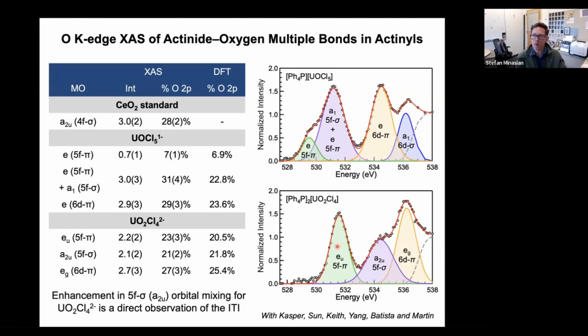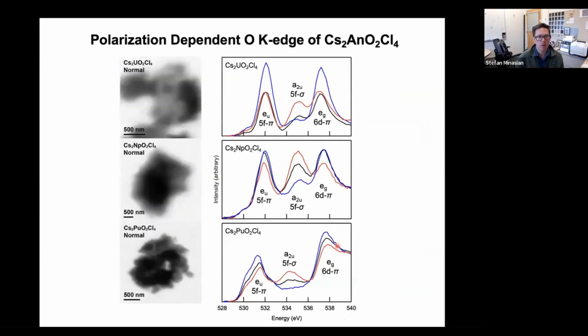Okay, so now moving on from uranyl to neptunyl and plutonyl. One of the first things that we wanted to do was to try and see if we could see the same sort of polarization dependence with neptunium and plutonium that was observed previously for the dicesium salt of uranyl tetrachloride by Denning.